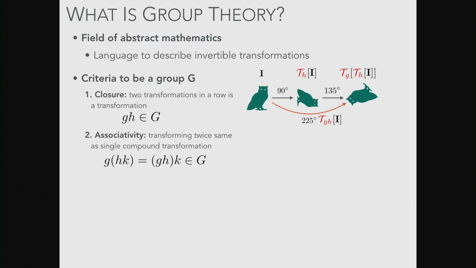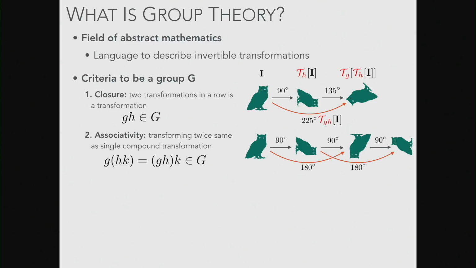And then there's this other property called associativity. This is more of a mathematical thing which makes everything nicer to work with if you do the maths, which is basically if I have a bunch of transformations. So here I've got this notation where I use these t's.